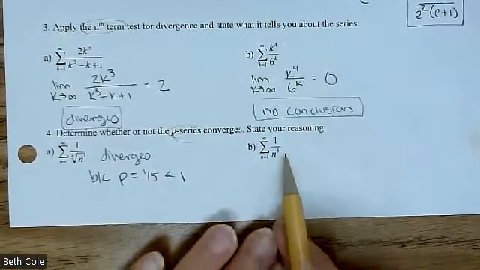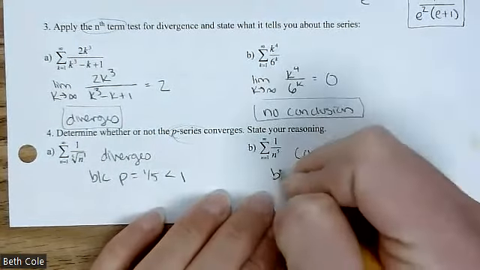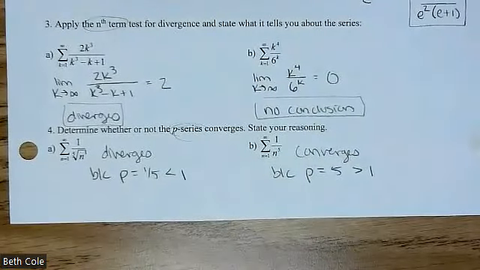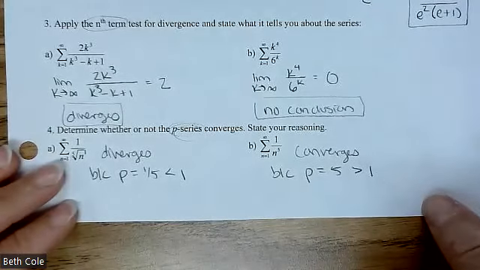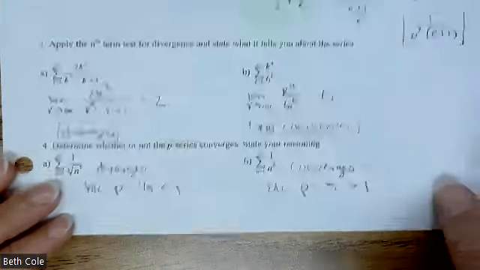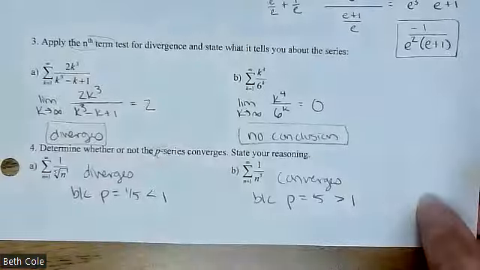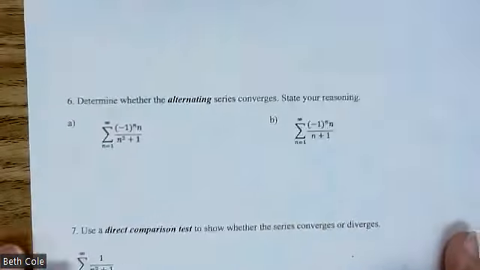And then what about this one? Converges because p equals 5, which is bigger than 1. I feel like on the front page, the only one that was even sort of weird was D. Like most of these are okay, right? Yeah. That's not too bad.